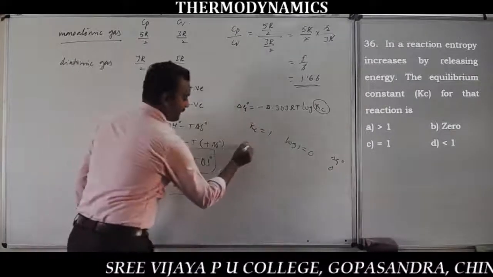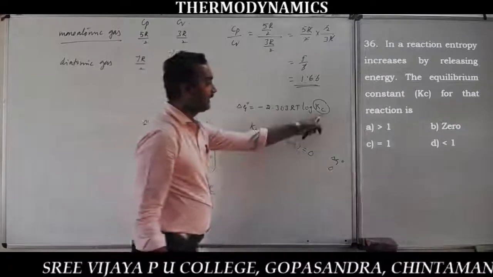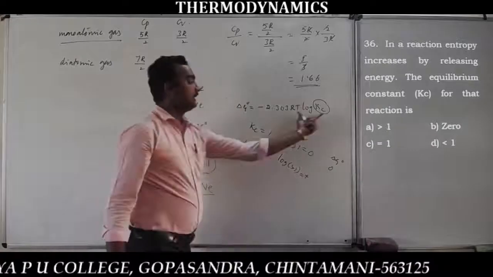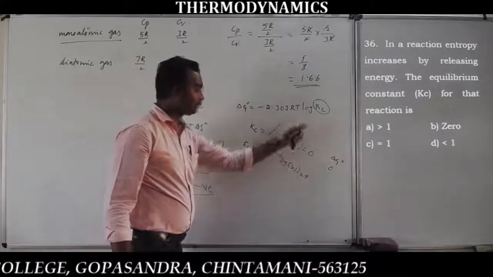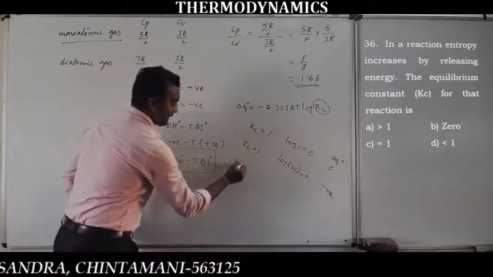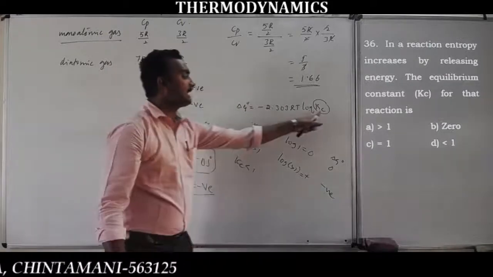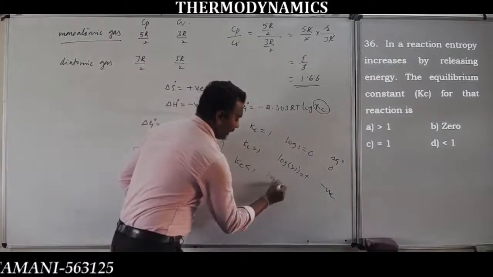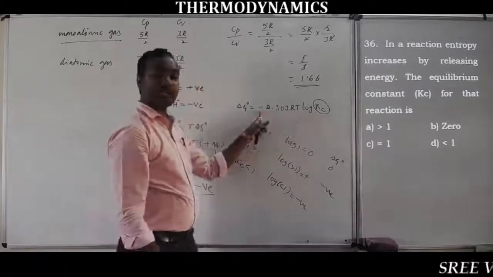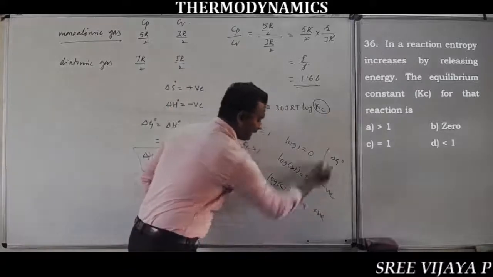ಸೊ ಇಫ್ Kc value is greater than 1, ಆದ್ರೆ log of greater than 1 value ನೋಡ್ಕೊಳ್ಳಿ that is positive. Log of Kc ಪಾಸಿಟಿವ್ ಬರುತ್ತೆ. Positive into negative is negative, therefore delta G is negative. So if Kc is less than 1, log of less than 1 value is negative. ನೆಗೆಟಿವ್ ಟು ನೆಗೆಟಿವ್ is positive. ಡೆಲ್ಟಾ ಜಿ ಪಾಸಿಟಿವ್ ಆಗುತ್ತೆ.